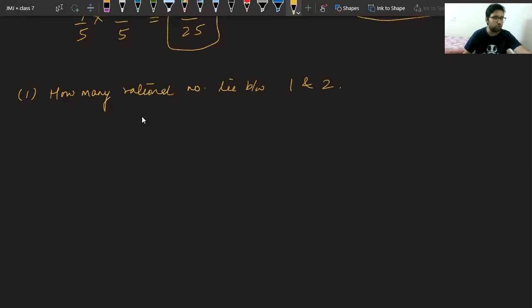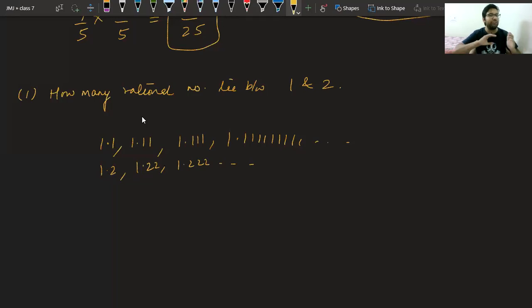I have proved this also. I have told you, if I say 1.1, it will come between them. If I say 1.11, it will come. 1.111, it will come. So like this, you can make infinite. Similarly, 1.2 will come, 1.22 will come, 1.222 will come. So you can have infinite number of possible rational numbers between given two integers.